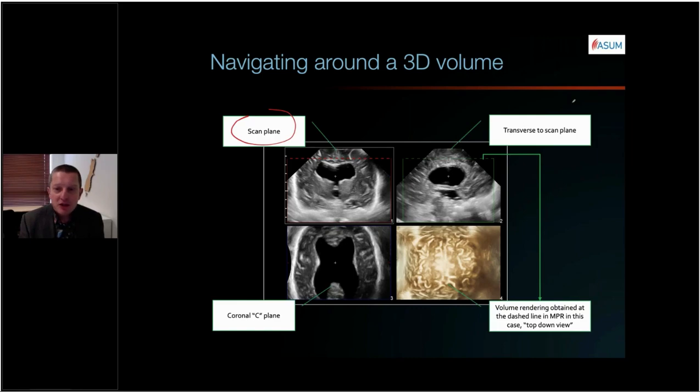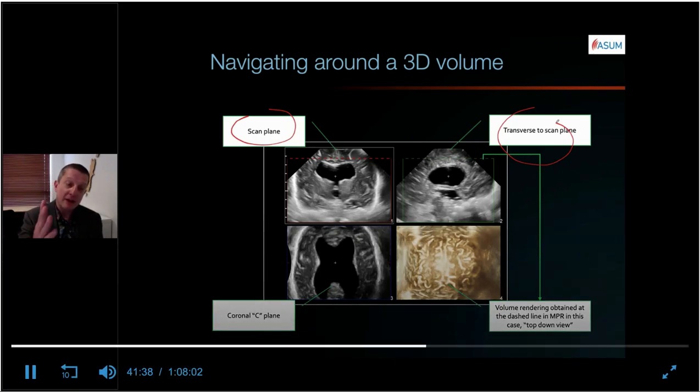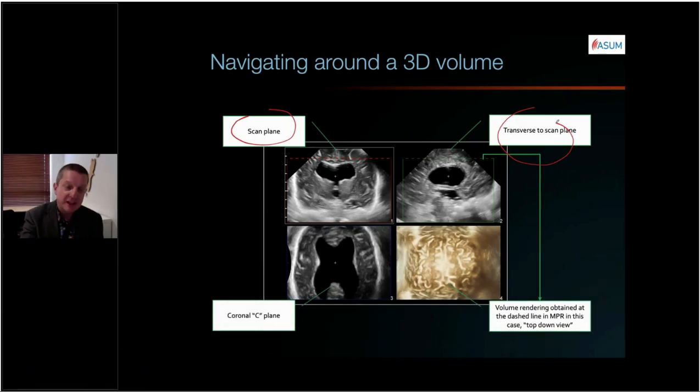The next image is transverse to that scan plane. So for example, if we have acquired the volume in transverse section, then the transverse to scan plane will be sagittal section. Or if we have acquired the volume in sagittal section, then the transverse to the scan plane will be transverse section. The next image down is a coronal plane rendering, and this is sometimes abbreviated to C-plane.